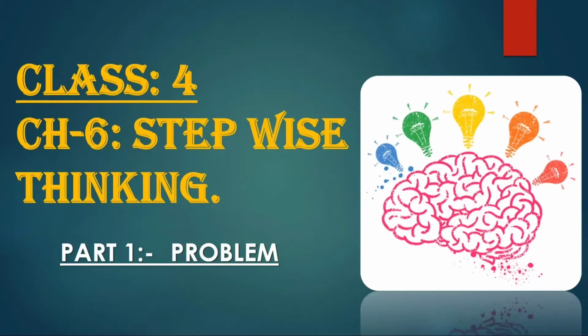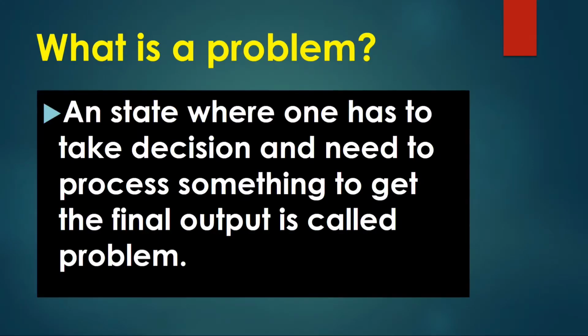Today we will start our last chapter, that is chapter 6, and the chapter name is Stepwise Thinking. In this chapter, we will learn about the first part, that is problem, and how to solve the problem and think about different ways of solving the problem. Now, first we will see what is a problem.